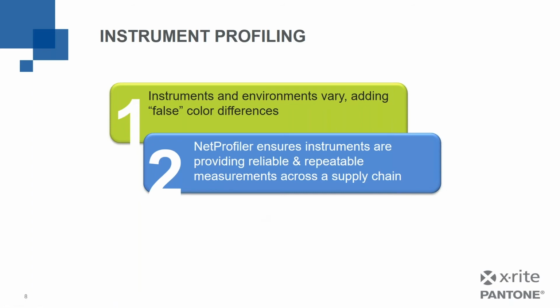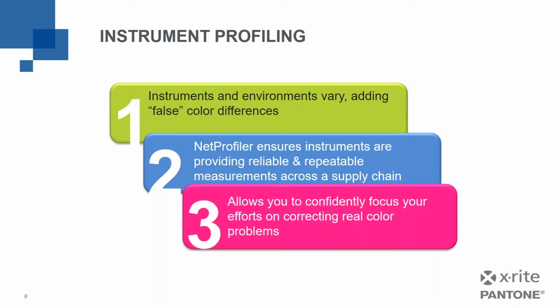NETPROFILER ensures instruments are providing reliable and repeatable measurements across a supply chain. That supply chain might be 3 instruments in your one facility. It might be that you only have 1 instrument and that's all you care about. But you do have color data that you occasionally share with suppliers or customers. If your instrument is net profiled and their instrument is net profiled, then you at least know that you're sharing the same data. You're eliminating that doubt. And lastly, and maybe most importantly, it allows you to confidently focus your efforts on correcting real color problems, knowing that you don't have to worry that the instrument is contributing to that.